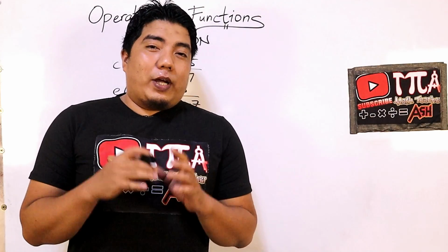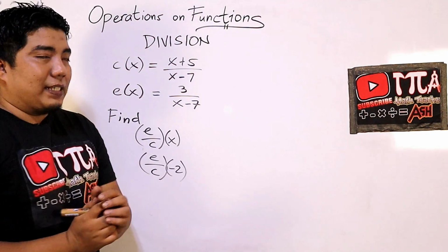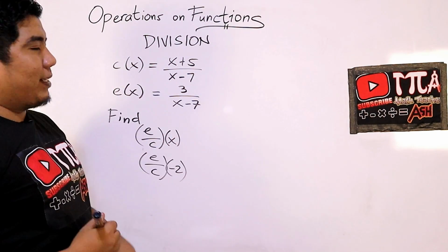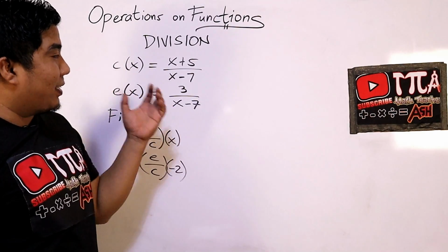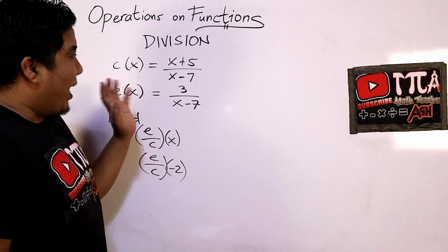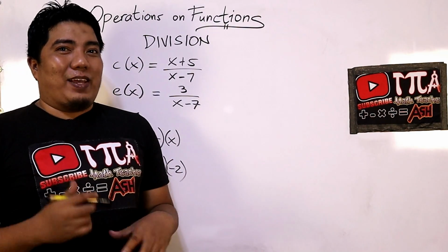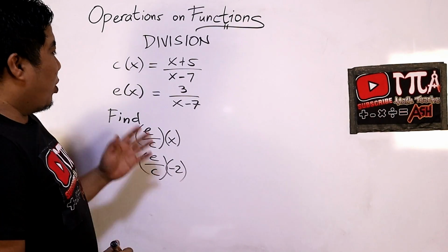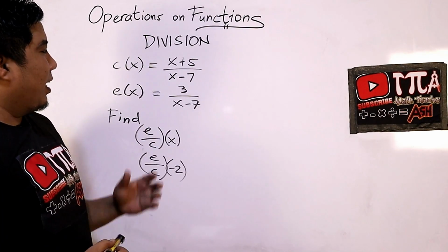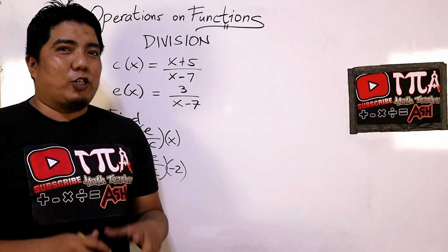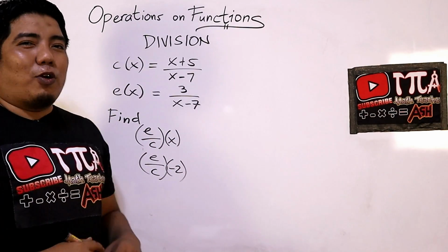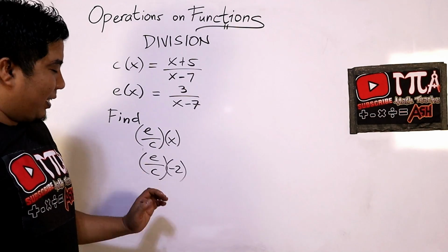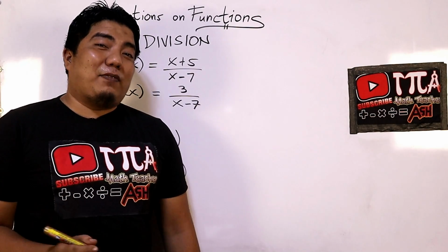Okay, my dear math learners, we are now here in our second set of examples, and we have two functions again. We have the c of x and the e of x. However, the c of x has the function x plus 5 over x minus 7. So basically, it is already a fraction. And we also have here in the e of x, that is 3 over x minus 7. So how do we solve for e divided by c of x and e over c of negative 2?